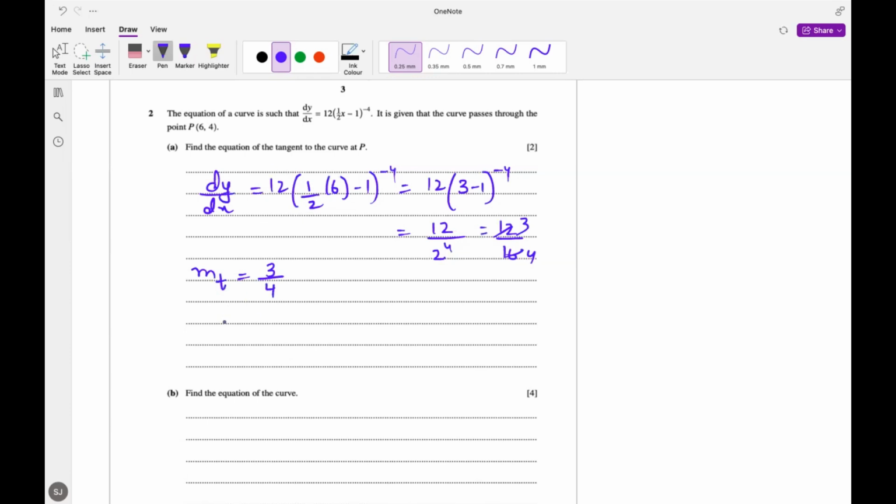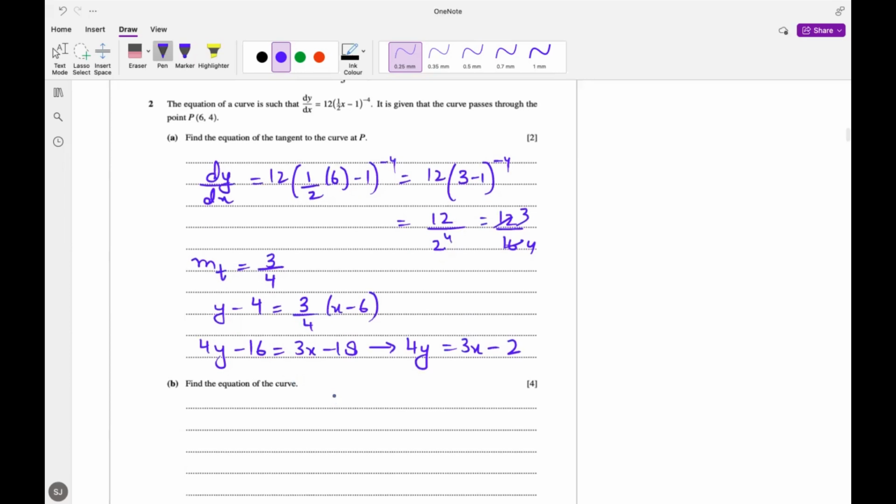To form the equation, we'll use the formula y - y1 = m(x - x1). So y - 4 is equal to 3/4 into x - 6, where the value of x1 is 6. Cross multiplying, we'll get 4y - 16 = 3x - 18. We can simplify this to write it as 4y = 3x - 18 + 16, so -18 + 16 will be equal to -2.